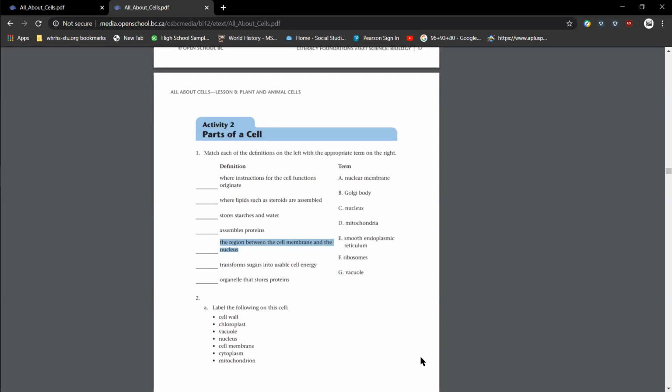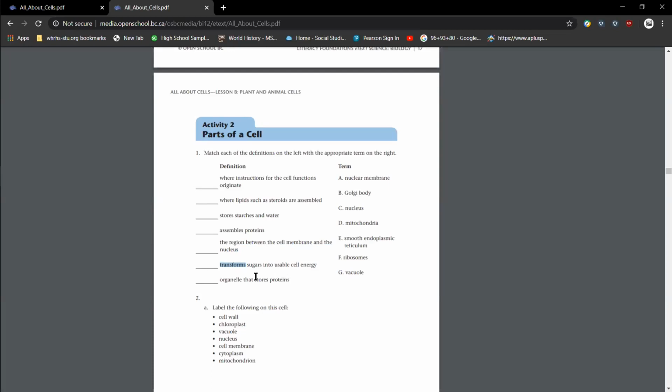So next one, transform sugars into usable energy. Yep, so the answer here was D, the mitochondria. You can think of the mitochondria as the powerhouse of the cell. That's a terminology that a lot of people like to use. And remember, mitochondria create energy from sugars.